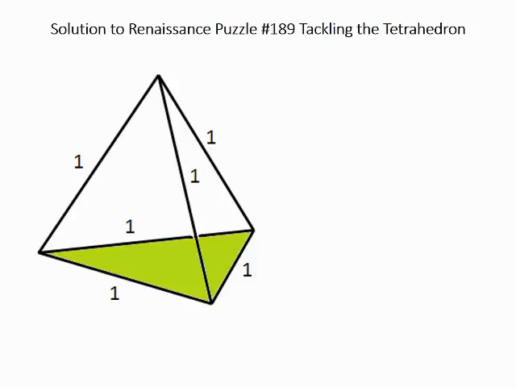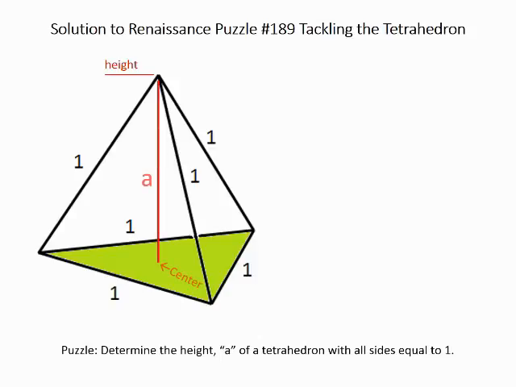The object of this puzzle is to determine the height A of a tetrahedron with all sides equal to 1. Let's begin by noting that the vertical line from the peak of the tetrahedron to the center of its triangular base, shown in green, meets the base at a right angle.